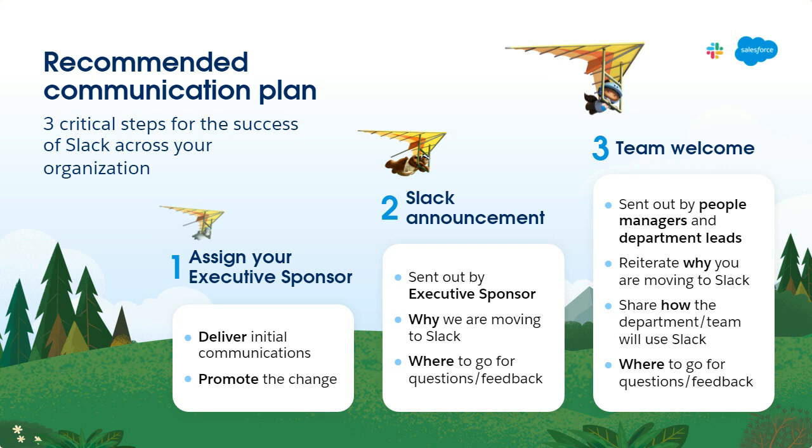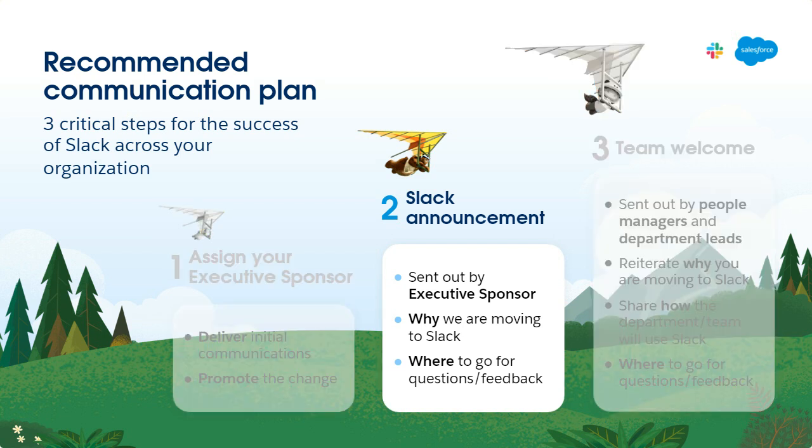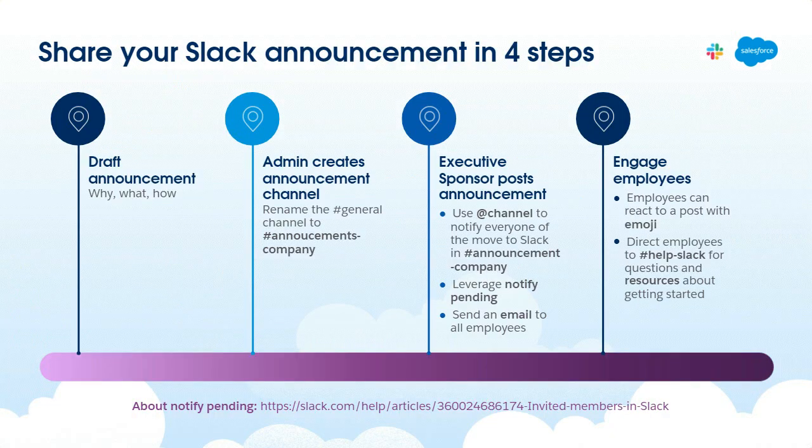So let's talk about the Slack announcement in more detail. You can share your Slack announcement in 4 easy steps. For step 1, we typically see the communication drafted up for your executive to send out. When drafting your announcement, start by announcing the move to Slack for work collaboration and when this is going to happen. For example, if you're launching Slack today and that's when you're sending the final announcement, you want to reiterate that in the communications.